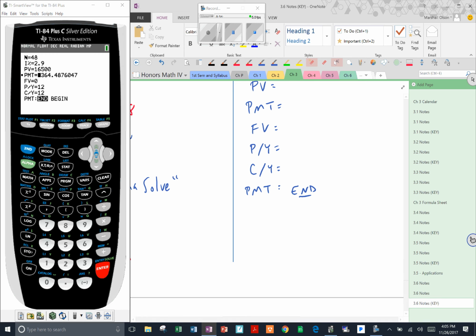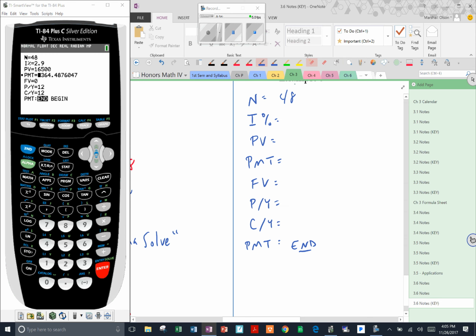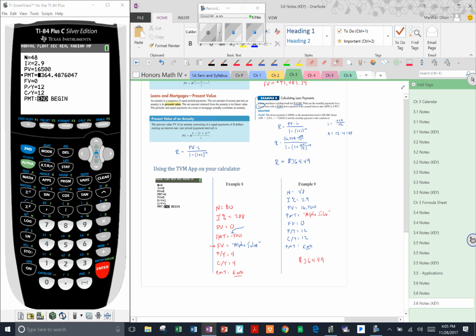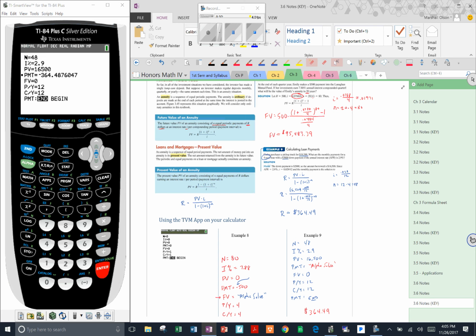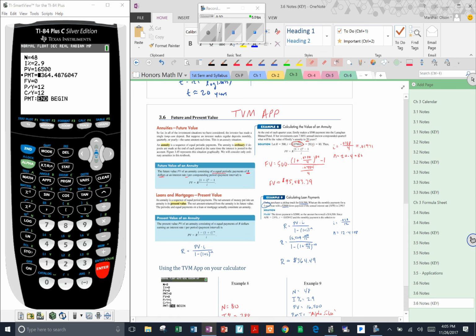Okay. So we had 48, we had 2.9, 16,500. Here's where we hit alpha solve. And then we had 0, we're paying it off, 12 and 12. And we ended up getting our answer, same answer as before, $364.49. Again, I don't care which one you use, if you use the calculator or if you do it by hand, but that is how you would do future value and present value.